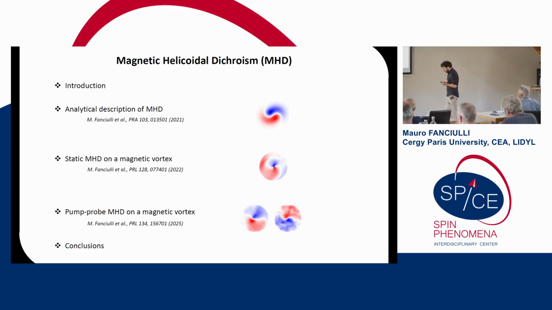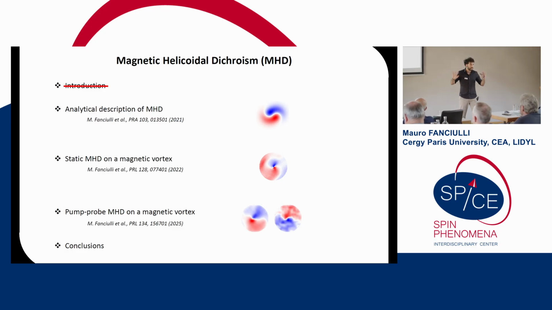So this is the outline of my talk. I will not go through an introduction, as I usually would do, to present orbital angular momentum of light and everything. Here is definitely not necessary, so we'll go directly to the main question, which is how to describe this phenomenon. First, we did an analytical description of this process, and then I will present two experiments. The first one, a static one, as a proof of principle, and then what we managed to do afterwards, a pump and probe, time-resolved magnetic helicoidal dichroism experiment on a magnetic vortex as a target example.